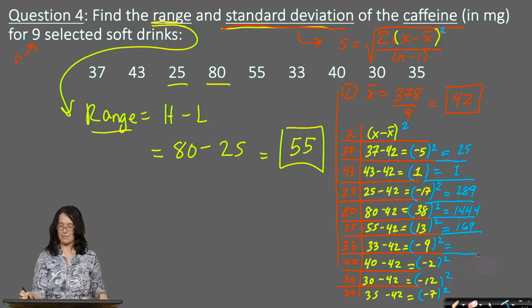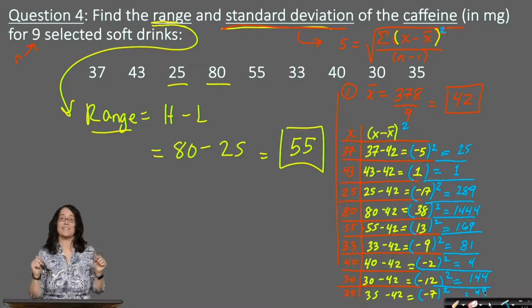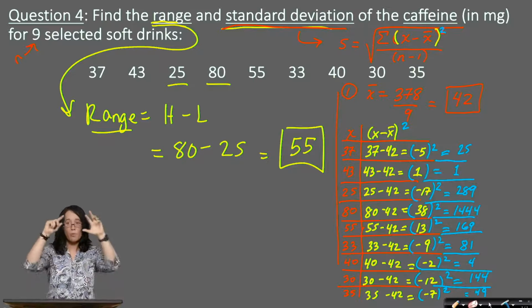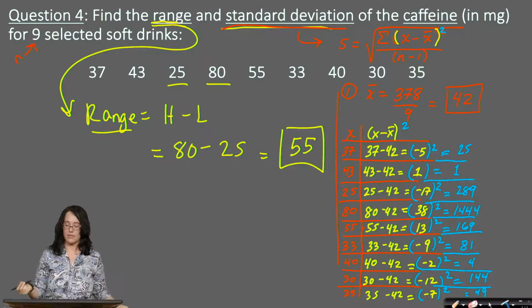Again, 13 times 13 is positive 169. Negative 9 times negative 9 is positive 81. Negative 2 times negative 2 is positive 4. Negative 12 times negative 12 is positive 144. And negative 7 times negative 7, did you get positive 49? I hope so. Now, if you were using your calculator and got a negative answer for one of these, you might have forgotten to use parentheses, because your calculator is only as good as the person entering the number in. If you don't put the parentheses, it thinks you want the opposite of the answer. So make sure you put parentheses around the negative number in order to get the positive result here.